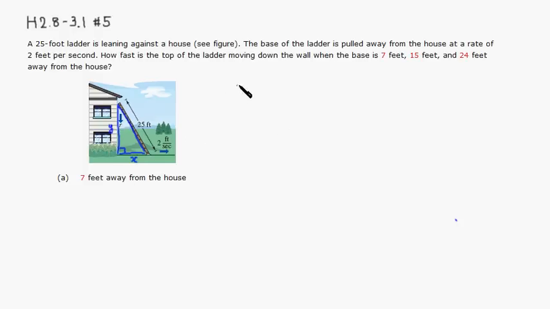So by the Pythagorean theorem, we have the equation x squared plus y squared is equal to 25 squared.